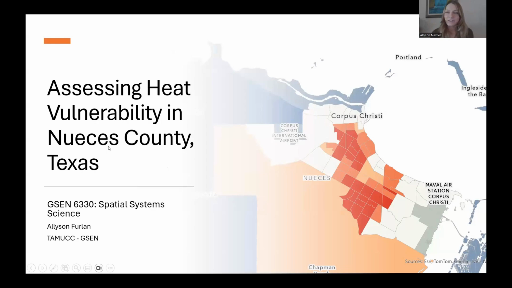My name is Allison Furlan, and today I'll be presenting my project on heat vulnerability patterns across Nueces County, Texas. Using GIS and spatial statistics, this project combines land cover and population data to identify areas where higher heat exposure and population density overlap, and to evaluate whether those patterns are spatially clustered.